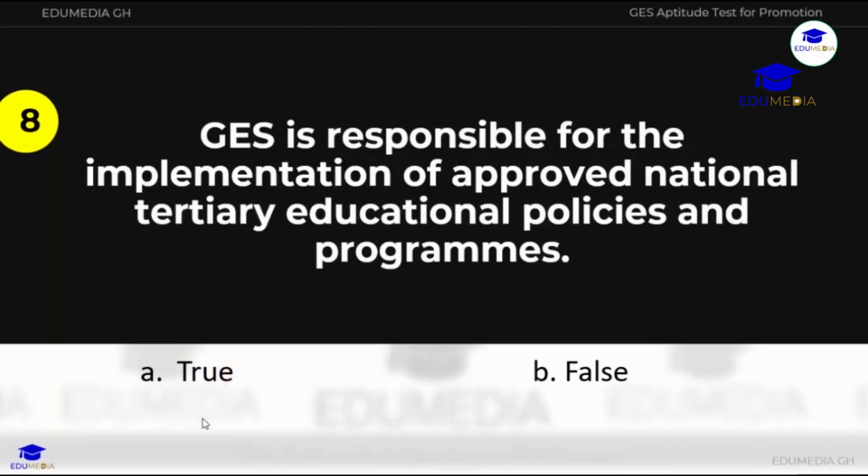Question number 8. GES is responsible for the implementation of approved national tertiary educational policies and programs. The correct answer here is true.